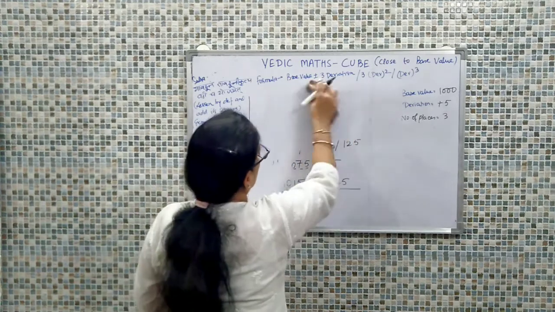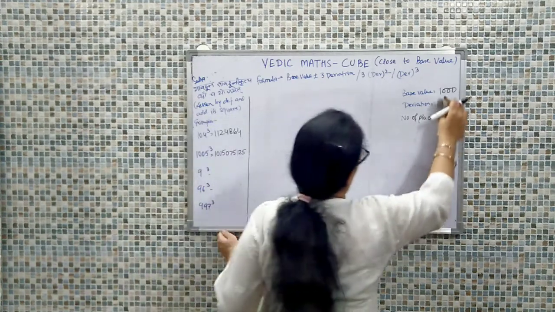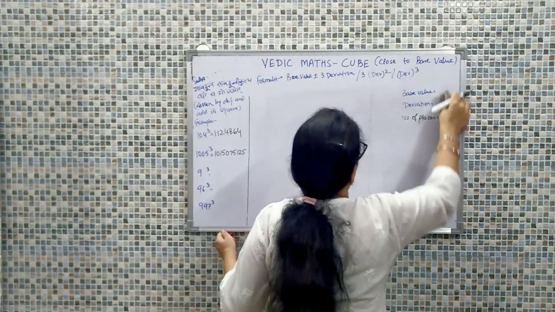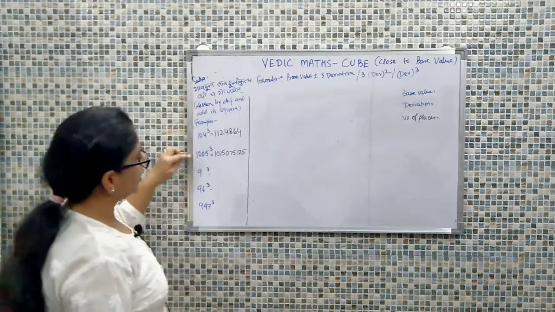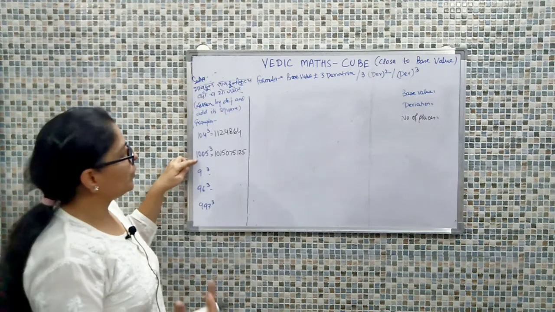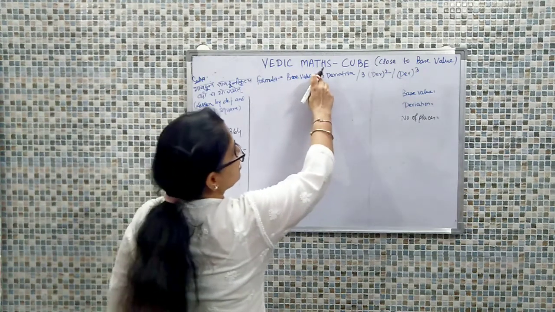So both these examples which we have discussed were above the base value, and above the base value means whatever values we had, it was above 100, it was above 1000. So when we talked about above, it was all about taking the formula with a plus sign.